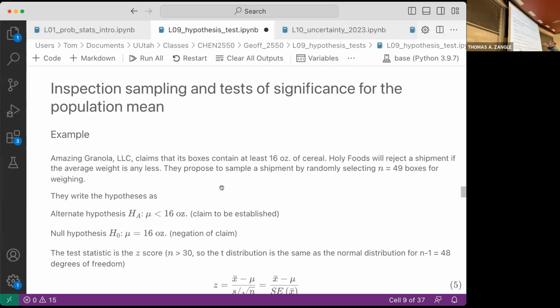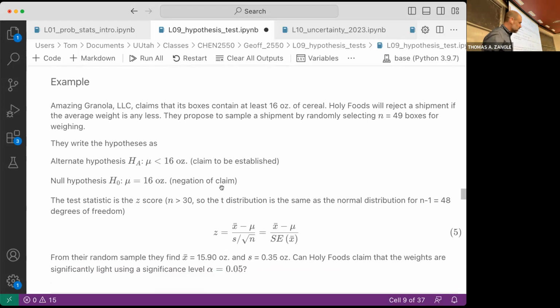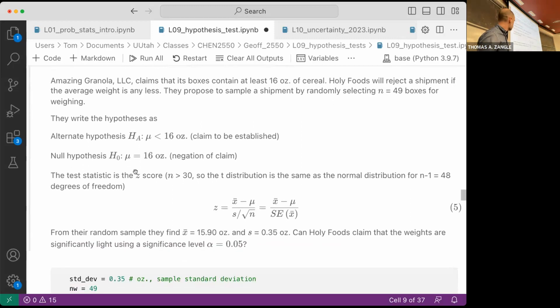We want to know if certain boxes of granola contain at least 16 ounces of cereal. So our alternate hypothesis is, we want to know if we should be rejecting these samples. So we're going to set this up with our alternate hypothesis of mean less than 16 ounces. The null hypothesis is again going to be that the actual mean is equal to 16 ounces. And because our n is greater than 30, we're going to be using the z-score, because the t distribution is the same as the normal distribution for this number of degrees of freedom, 48 degrees of freedom.